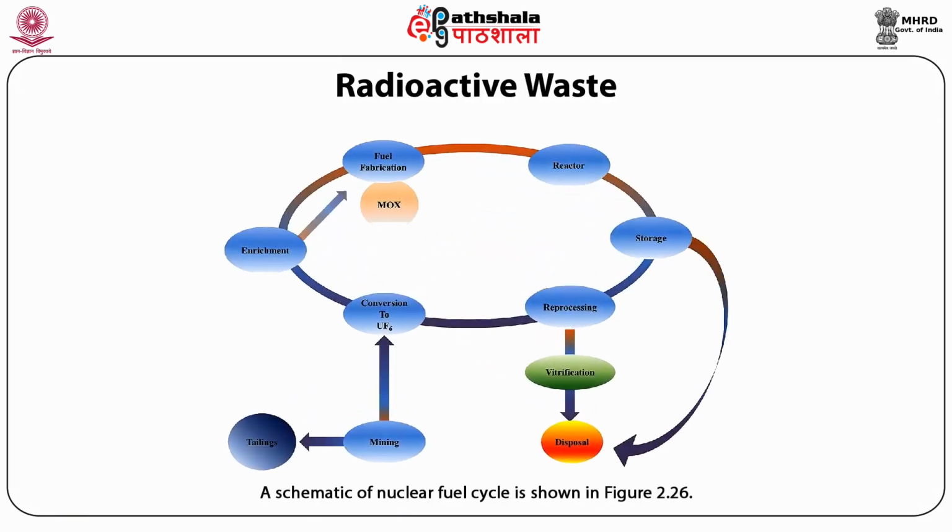The introduction about radioactive waste is already explained. This figure shows the schematic of the nuclear fuel cycle. The main objective of radioactive waste management is to handle the radioactive waste in such a manner that it protects human health and the environment at present and in the future without imposing undue afflictions on coming generations.